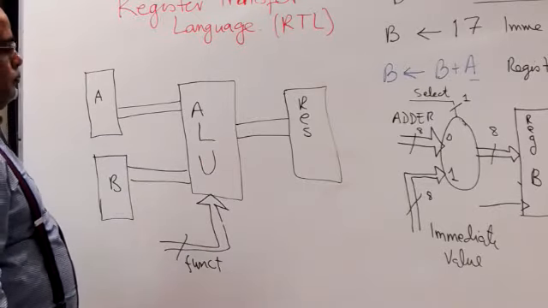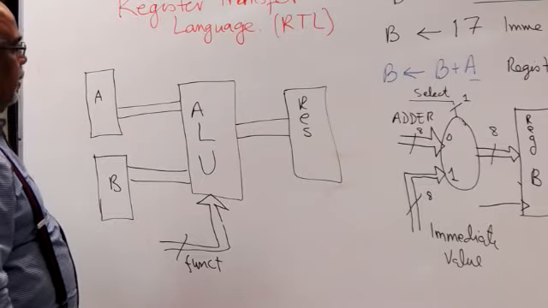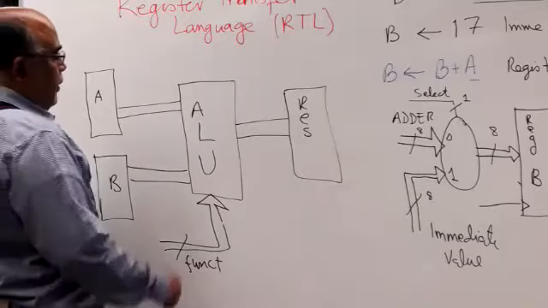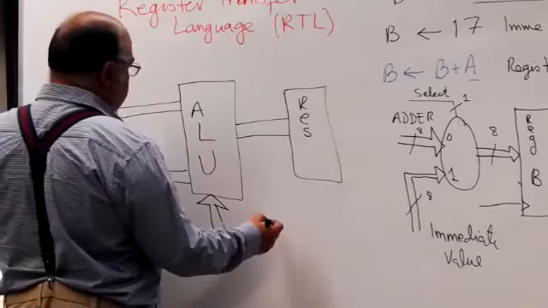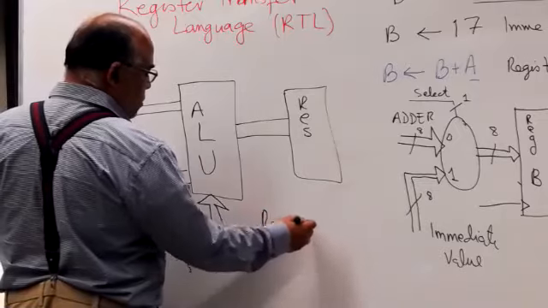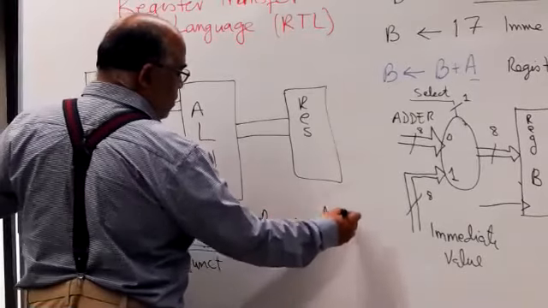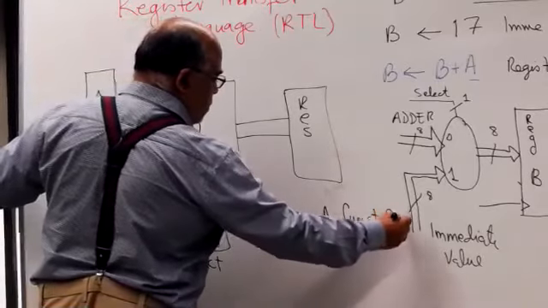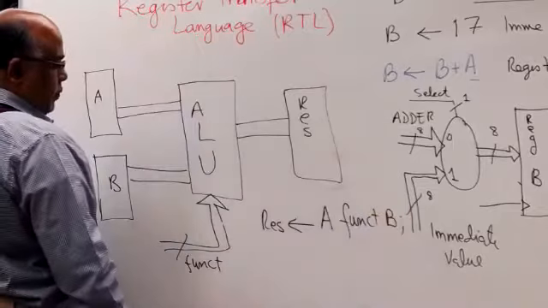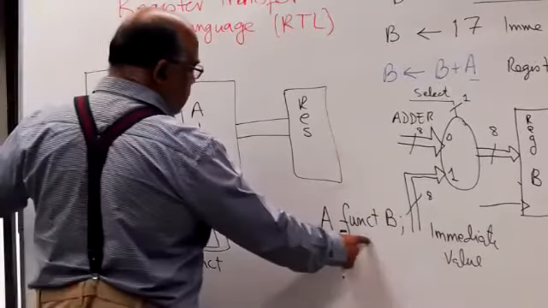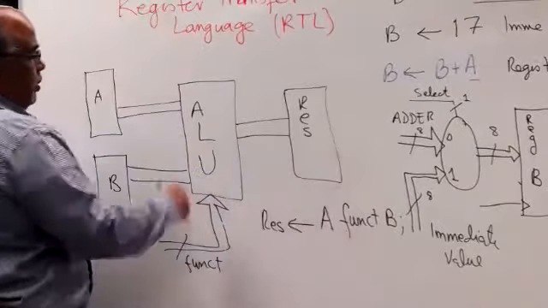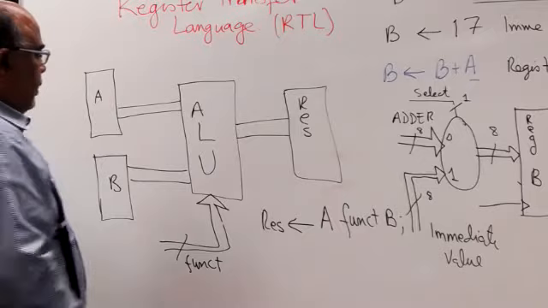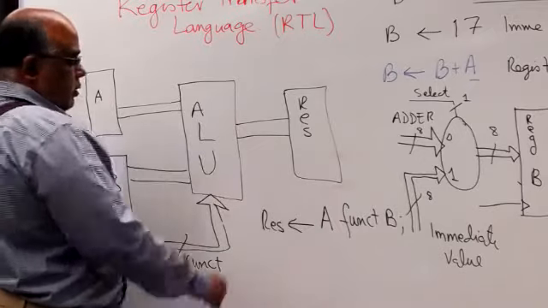So what to do? If I write this in RTL, this is very simple. In RTL, we say that result is equal to A function B, where this function can be, if you have a list of all these functions, then you can make an ALU to perform all of those functions, and you can make this hardware.